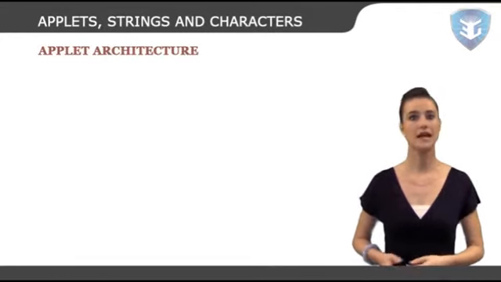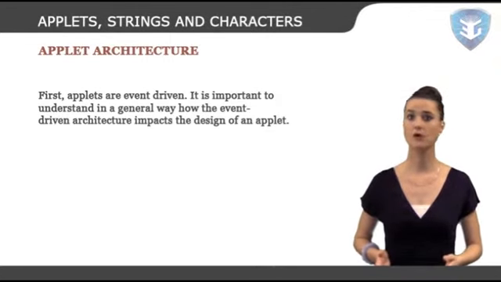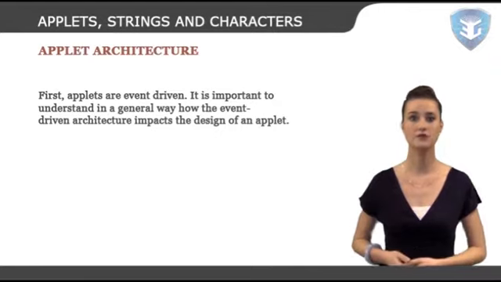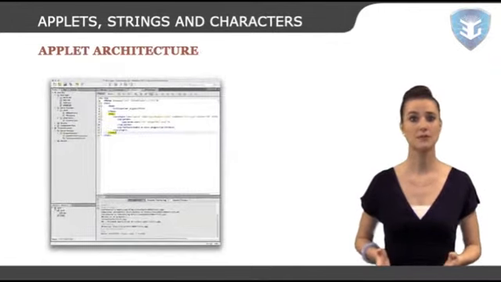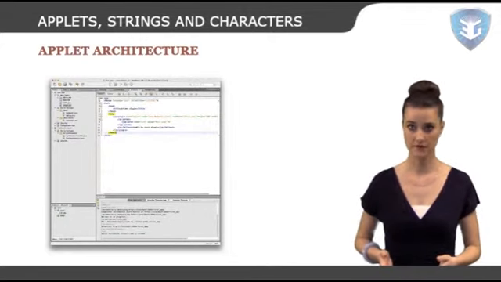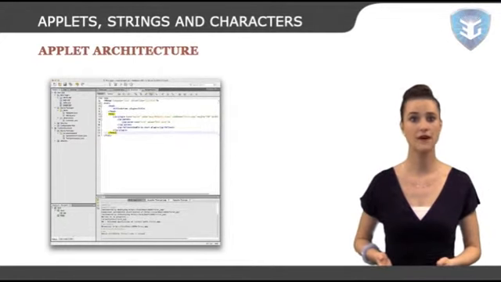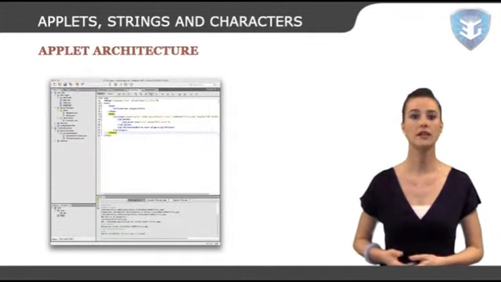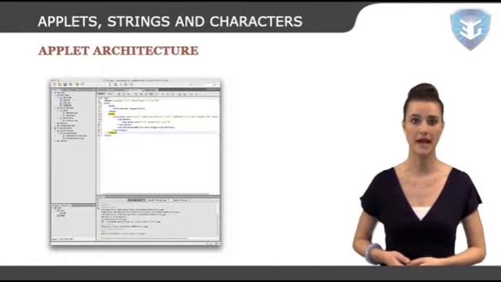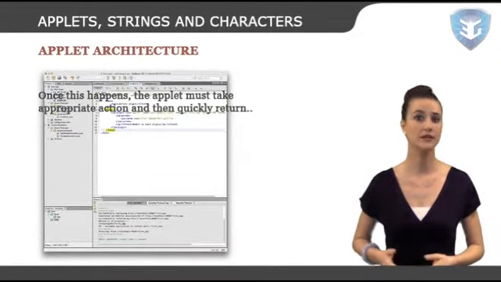Let's discuss the applet architecture. First, applets are event-driven. It is important to understand in a general way how the event-driven architecture impacts the design of an applet. An applet resembles a set of interrupt service routines. Here is how the process works. An applet waits until an event occurs. The runtime system notifies the applet about an event by calling an event handler that has been provided by the applet. Once this happens, the applet must take appropriate action and then quickly return.